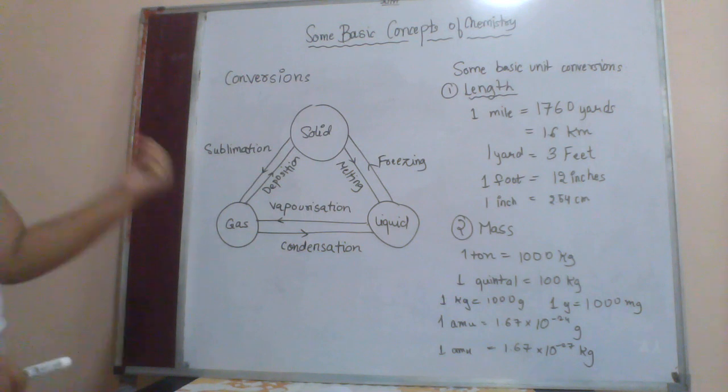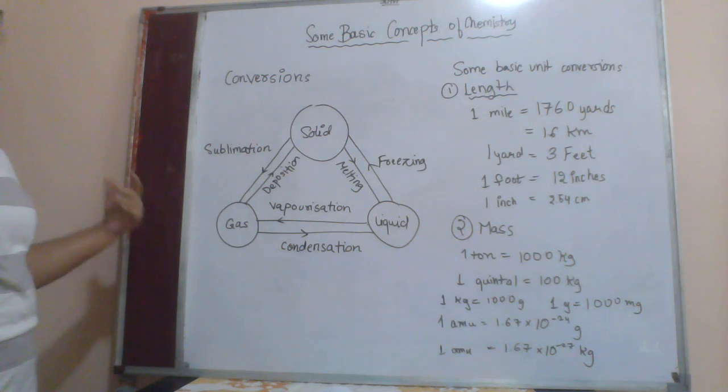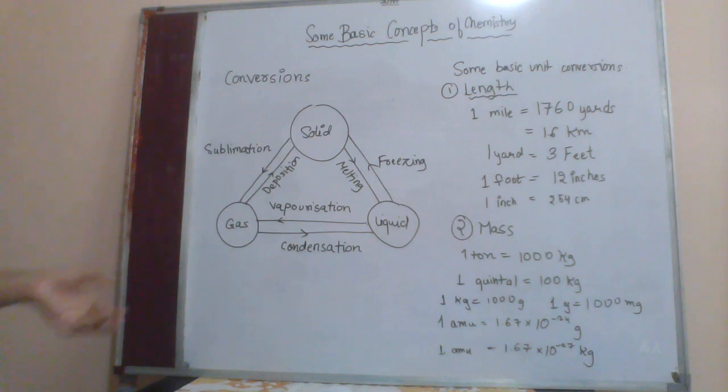Now coming to some basic unit conversions. These all things which we are learning in this first chapter will help us throughout the whole chemistry of class 11. So the first is length. In length, 1 mile is equal to 1760 yards, which can also be written as 1.6 kilometers. 1 yard is equal to 3 feet. 1 foot is equal to 12 inches. These are all the basic things you should know. 1 inch is equal to 2.54 centimeters.